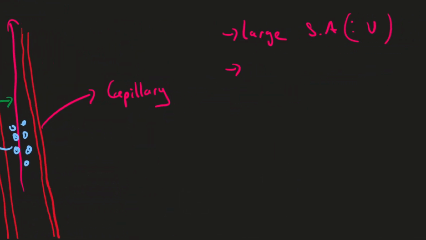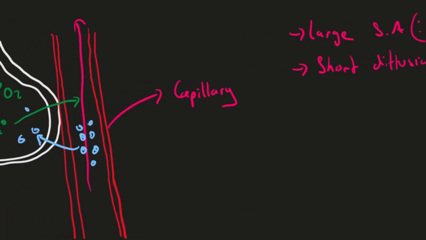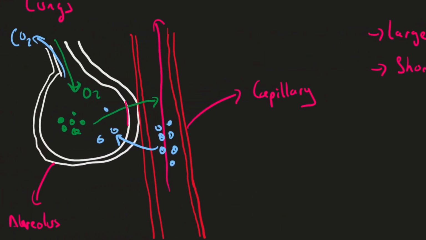You can also say short diffusion path. And what we mean by that is essentially over here, you can see that we have very thin cell walls on the alveoli and very thin cell walls in the capillary. And so for the gas to actually diffuse across those membranes is very easy because it's so thin.